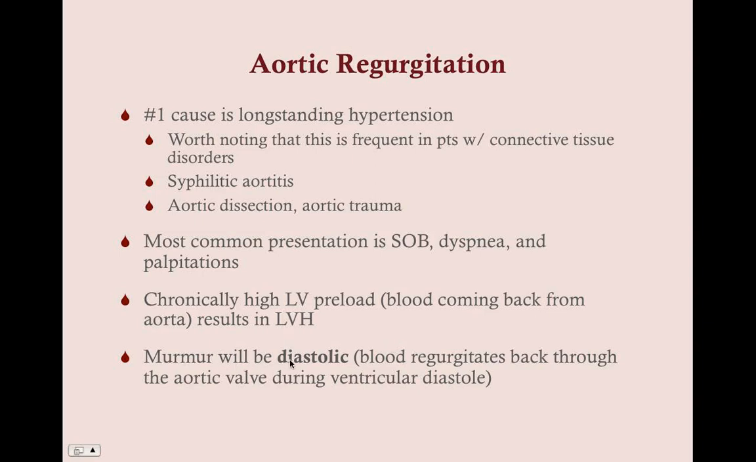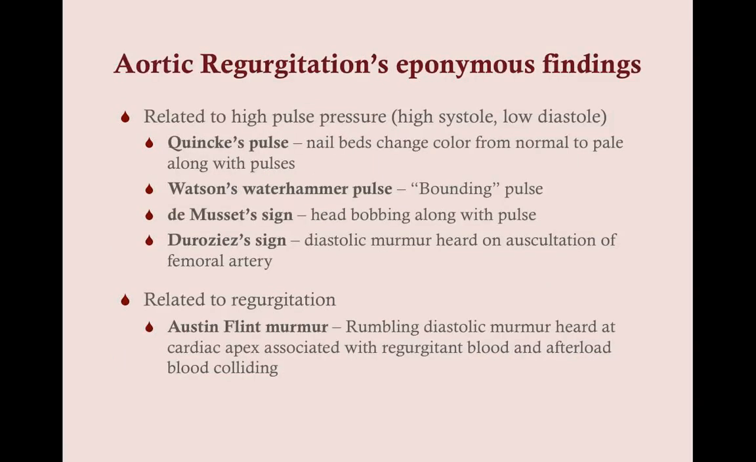The murmur will be diastolic. Why? Well, when is blood going to go back into the left ventricle to cross the aorta? Remember, regurgitation is retrograde flow. It's going backwards. When is it going to cross the aortic valve? It's going to cross the aortic valve when the ventricle is relaxing, because when the ventricle relaxes, the pressure decreases enough for blood to move back downwards. And so you will hear this murmur during diastole. So this will be a diastolic murmur. And you will appreciate this murmur at the right sternal border.